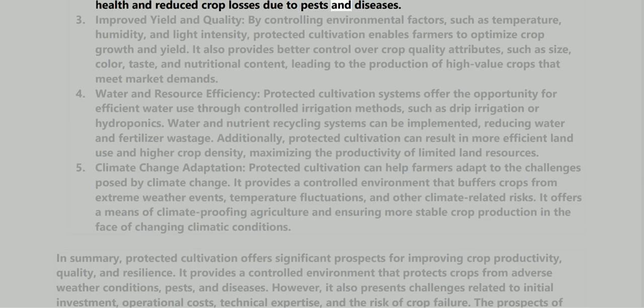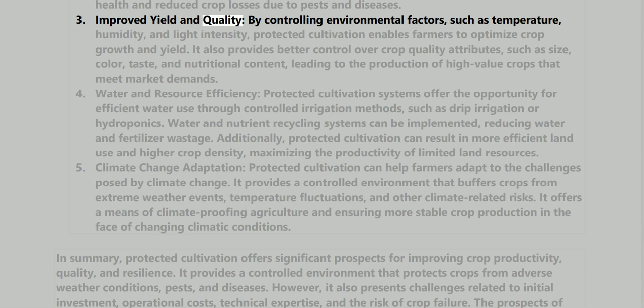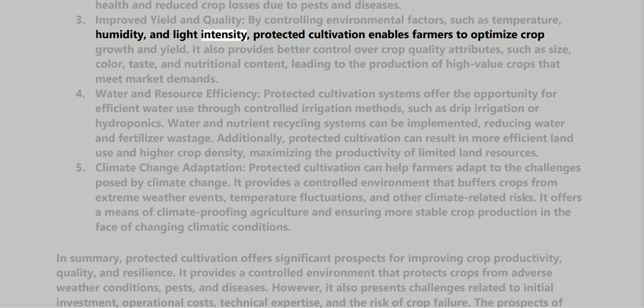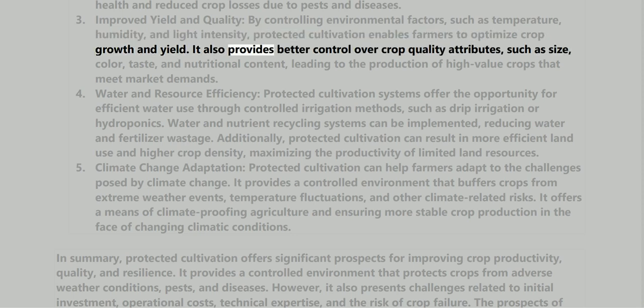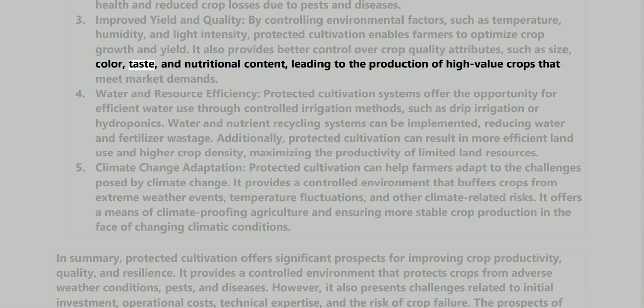3. Improved yield and quality. By controlling environmental factors, such as temperature, humidity, and light intensity, protected cultivation enables farmers to optimize crop growth and yield. It also provides better control over crop quality attributes, such as size, color, taste, and nutritional content, leading to the production of high-value crops that meet market demands.